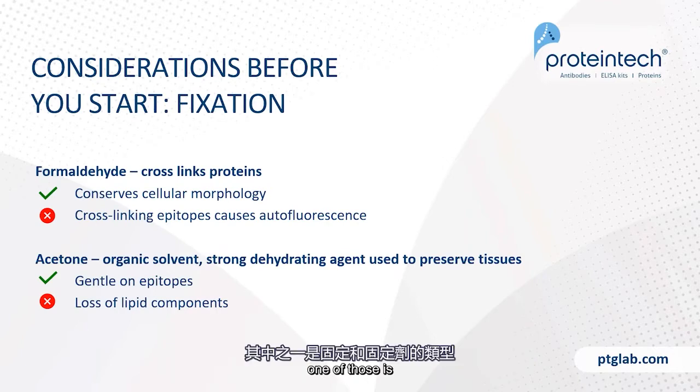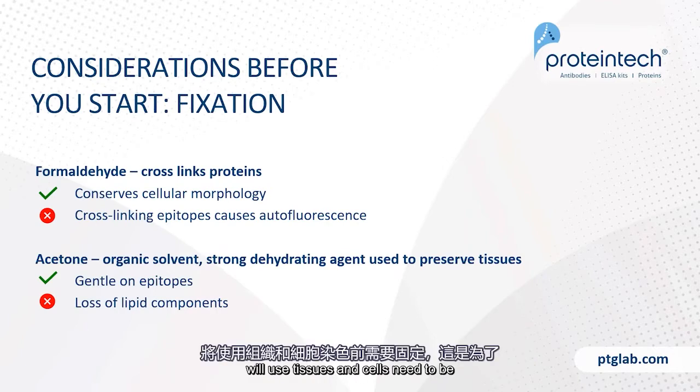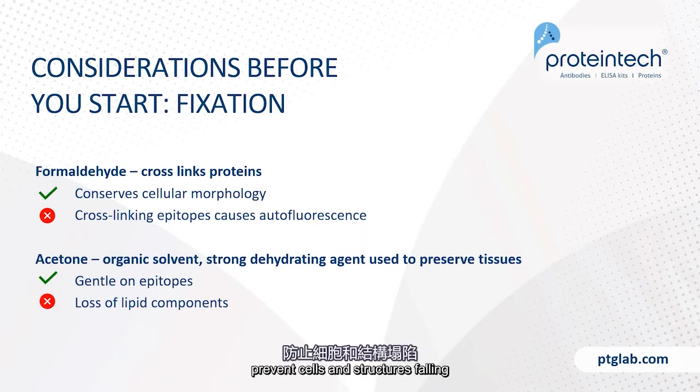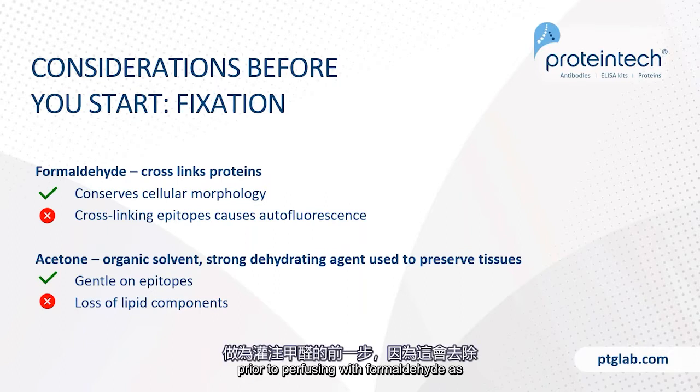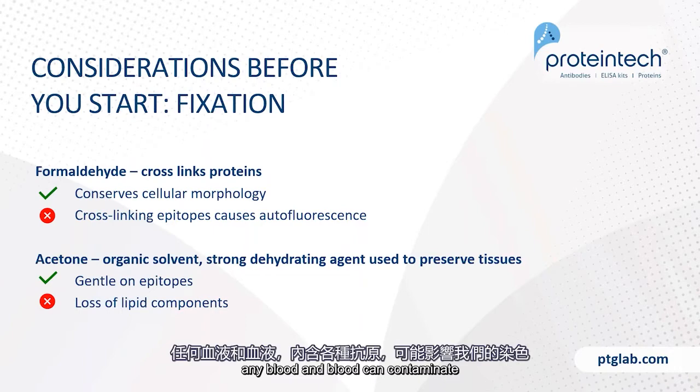So before we start our protocol, we have some things to consider first. One of those is fixation and the type of fixatives we use. Tissues and cells need to be fixed before staining, and this is to prevent cells and structures falling apart. Tissue requires either a long fixation process through immersion or through perfusion. Often it is good to try and perfuse with PBS prior to perfusing with formaldehyde, as this will remove any blood, and blood can contaminate various antigens and affect our staining.